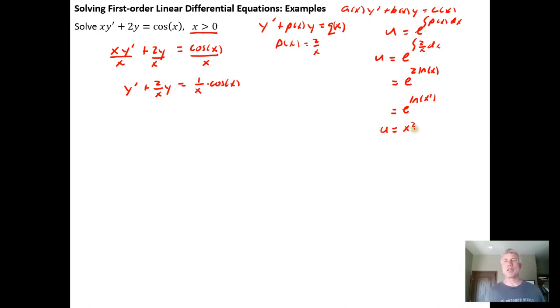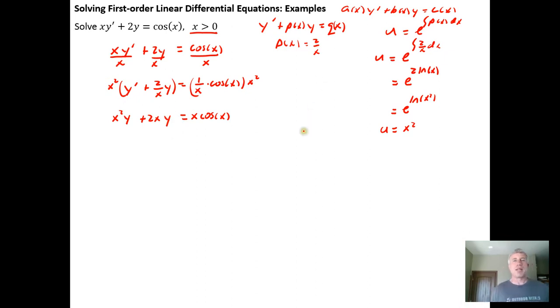And then the technique is to multiply both sides of our equation by the integrating factor u. So we multiply the left-hand side by x squared, and we multiply the right-hand side by x squared. So if we do that, we're going to get x squared times 1 over x is x times the cosine of x. And then we're going to get x squared y prime plus x times 2 over x will simplify to 2x times y.